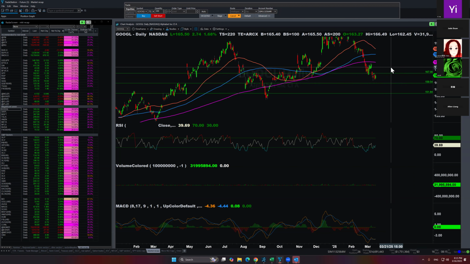I don't have Google shares. I have a GGLL, the double, a small position, not the full position. I think it only hit the first buying level. I gave three levels, so I didn't have all.